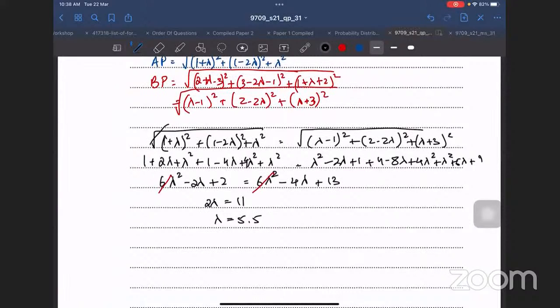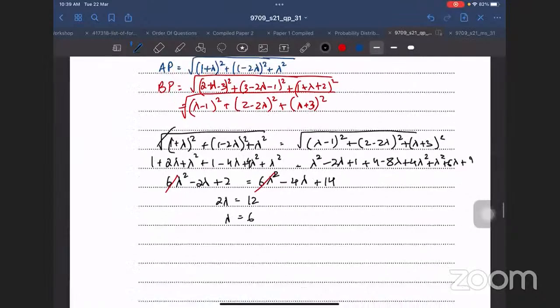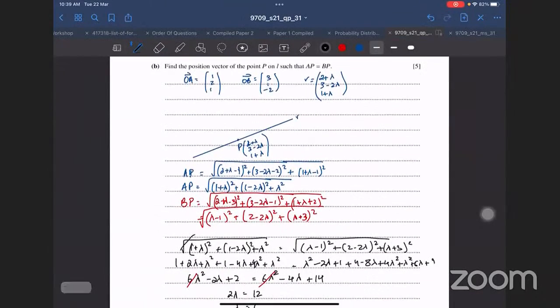This is 1 plus 2 lambda plus lambda squared, 1 minus 4 lambda plus 4 lambda squared. Oh, this is 7 lambda squared. 6 lambda squared. This is a small error. It's 14. So I get 6. Okay. Once you get 6, I want to find the position vector.